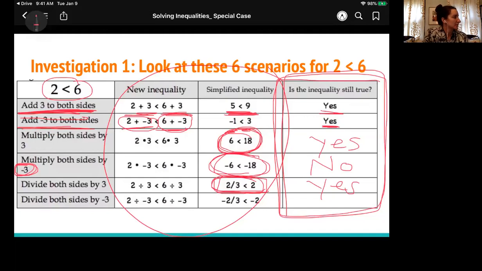David, what do you think? Is 2/3 less than or greater than 1? David, are you there?